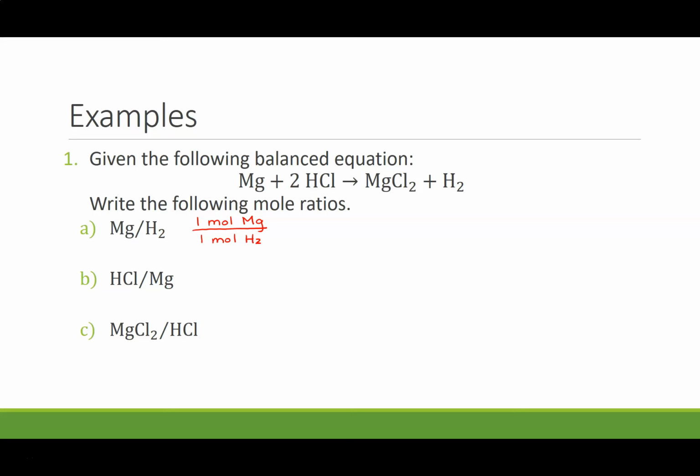B, HCl over Mg. The coefficient in front of HCl is 2, so 2 moles HCl over 1 mole Mg. And C, MgCl2 over HCl. The coefficient in front of MgCl2 is 1, so we would write 1 mole MgCl2, and the coefficient in front of HCl is 2, so 2 moles HCl.